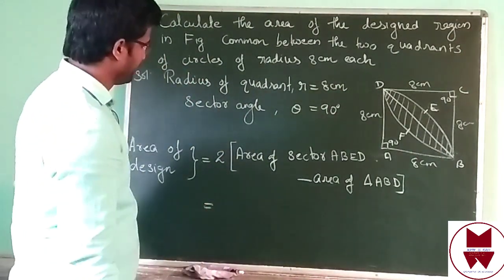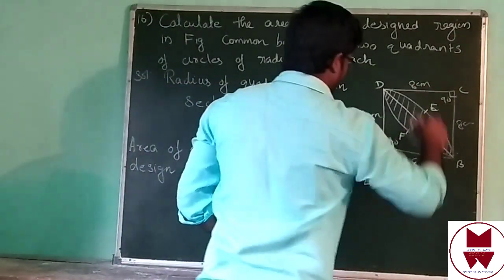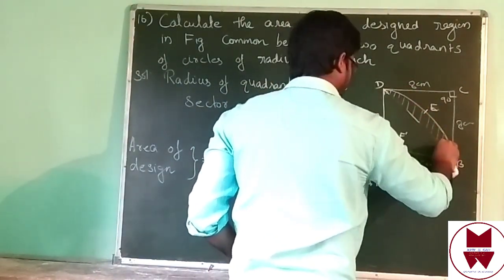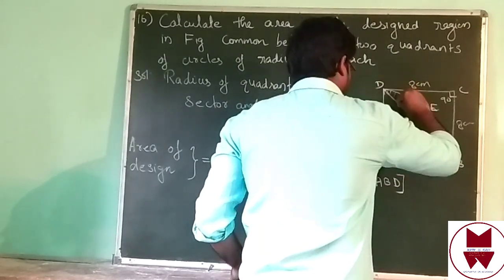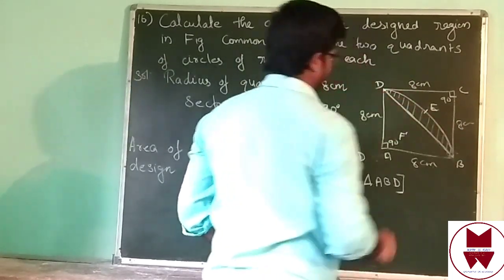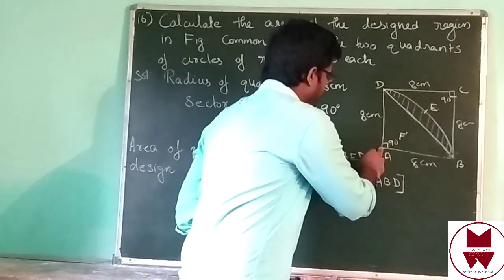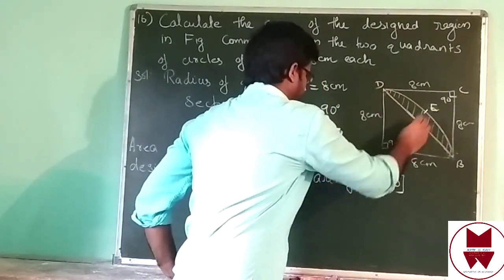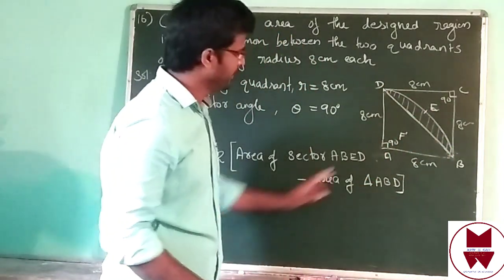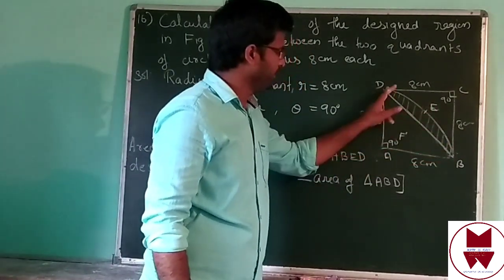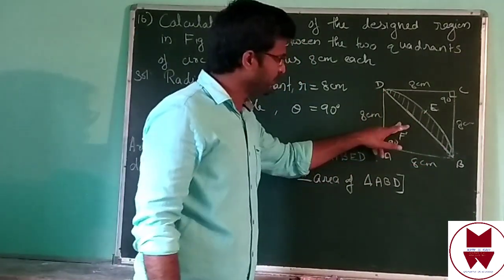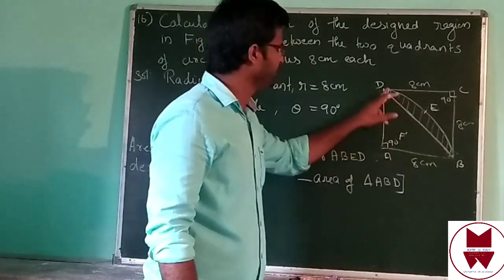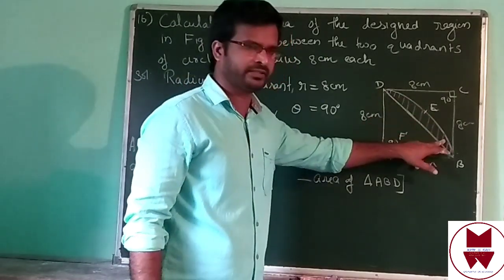Listen here. We'll not consider all the figure, take only this part. And here, if we consider only this part, look now. First we will find out area of sector A, B, E, D. That is quadrant only A, B, E, D. First we will find out. Then this part is not design, this triangle, isn't it? Then we will subtract area of triangle A, B, D. What will you get? This design region you will get, isn't it?